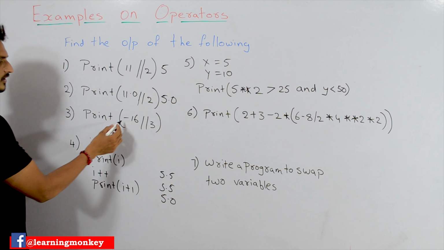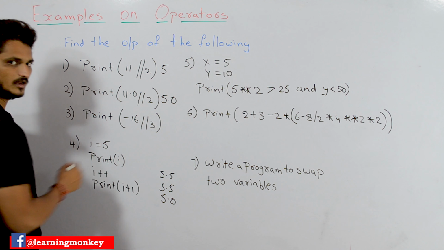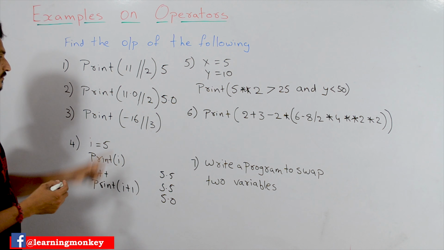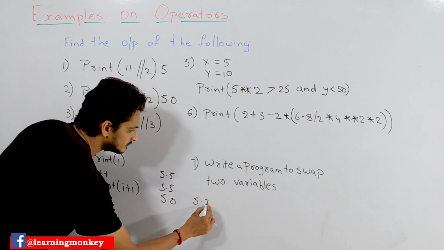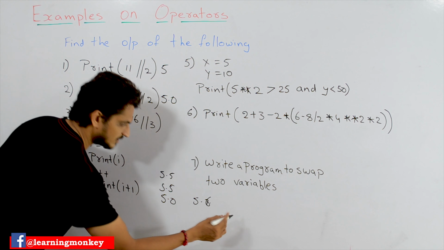Next one, print minus 16 floor division 3. This is very important to understand. 16 by 3 means 5 point something, so minus 5 point something. Floor division means take the least value. So in negative numbers, what's the least value? You'll go to minus 6. That's the least value. That is very important to understand. So minus 6 is the output.